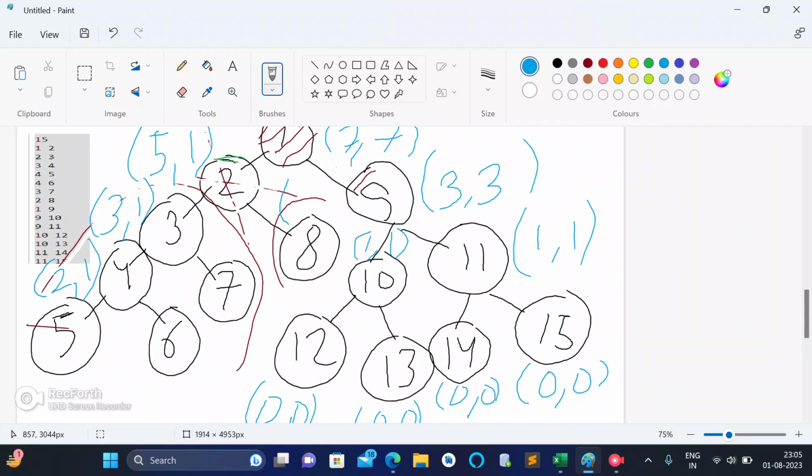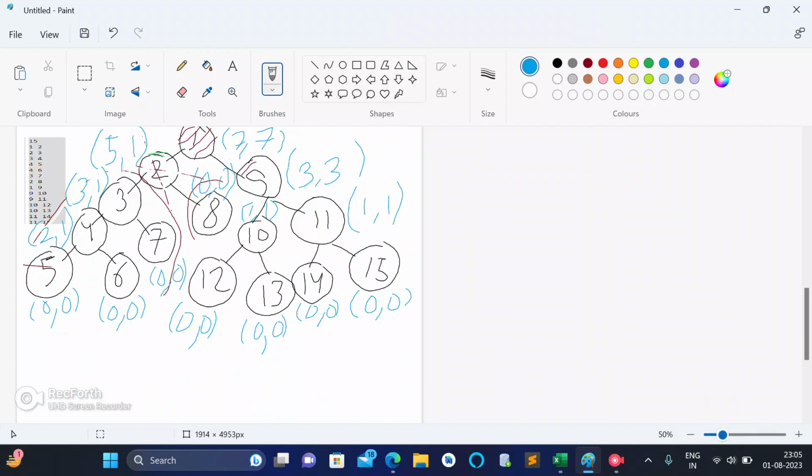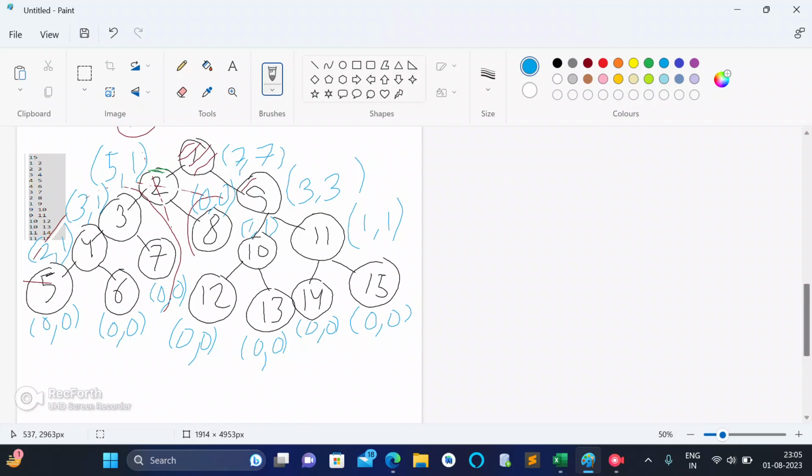In case of 8, when I say the left side, you have to see the left child and its child, and when I say the right side, you have to see the right child and its child. On the left side there are no nodes, and on the right side there are no nodes. So left and right are 0, 0. Similarly for 5, 0, 0. Similarly for 6, 0, 0. And similarly for 7, 0, 0. So for each node I have written the number of nodes present to the left of it and to the right of it.